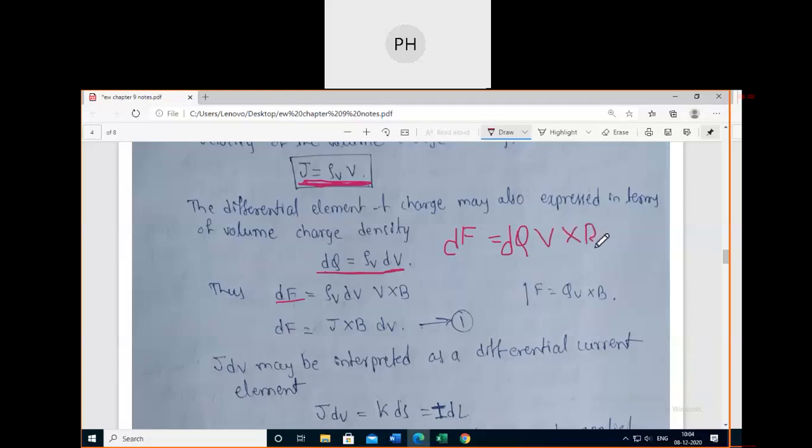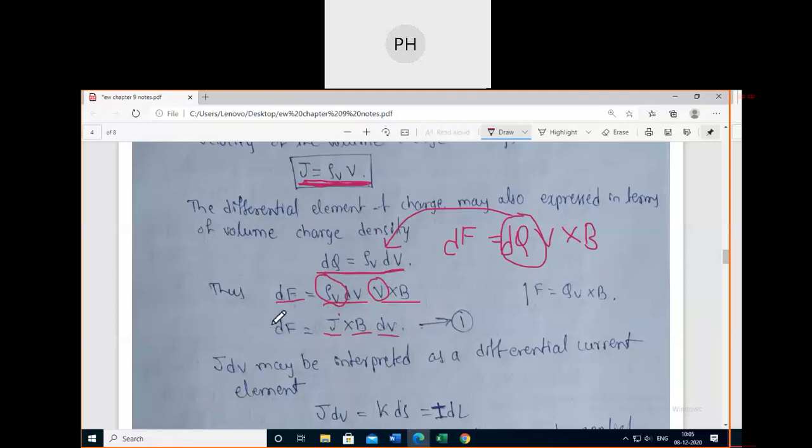What is dq here? This dq is nothing but rho v into dv. So we write rho v into dv into v cross b. Since J is equal to rho v into v, combining rho v and v together gives J. So we can write J cross b into dv.